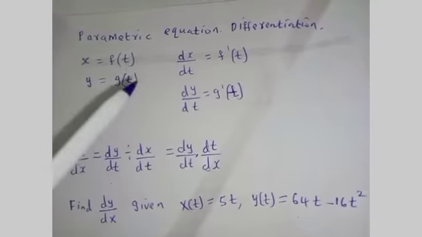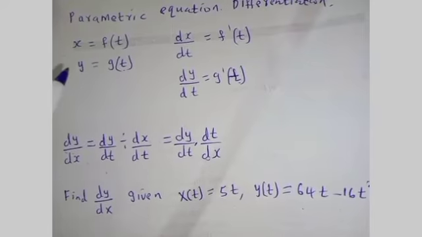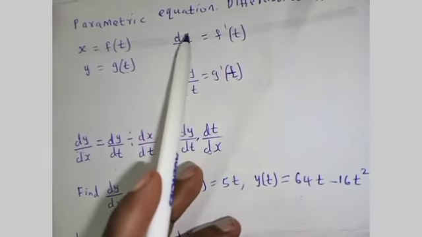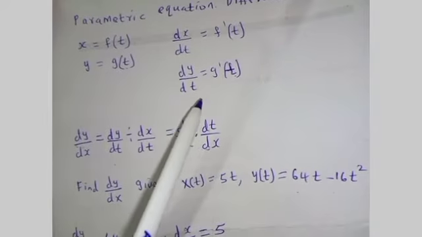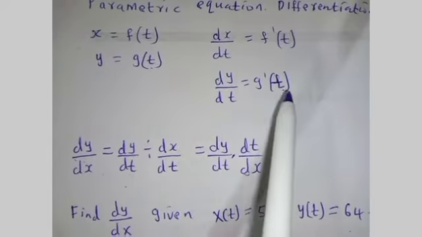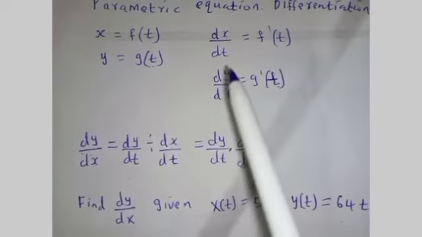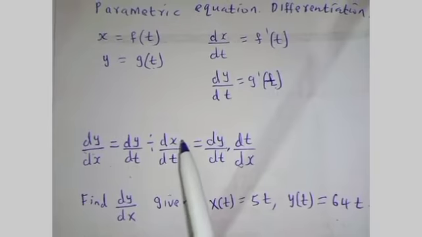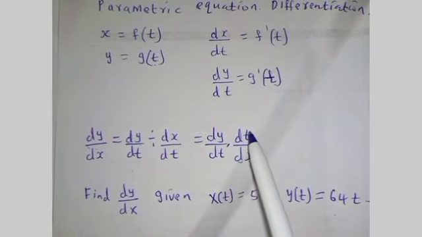Parametric equation differentiation. So we are going to consider x is equal to a function of t and y is equal to a function g of t. So to differentiate, you have dx with respect to t is f prime of t. You have dy with respect to t, which is equal to g prime of t. So dy over dx will be given by dy over dt divided by dx over dt, which is the same as dy over dt multiplied by dt over dx.